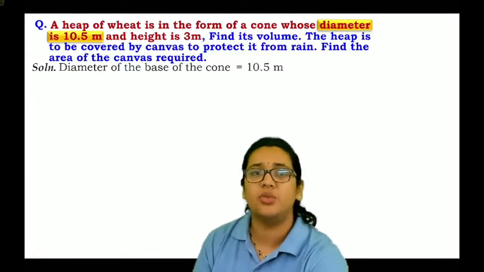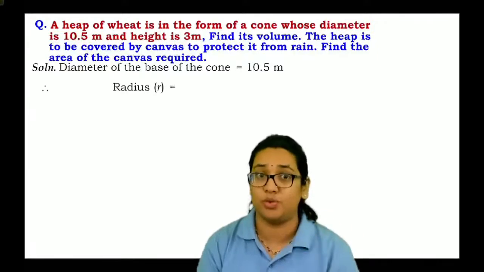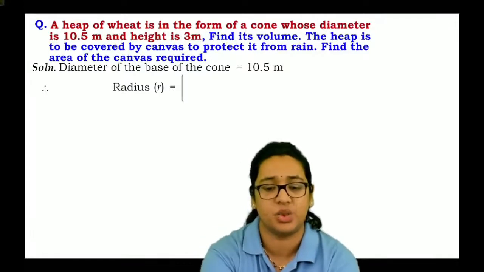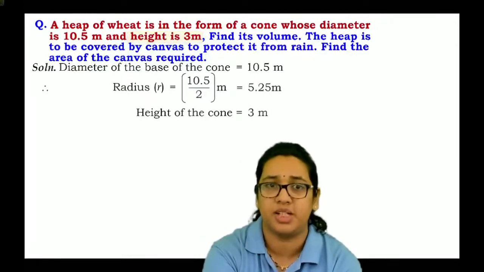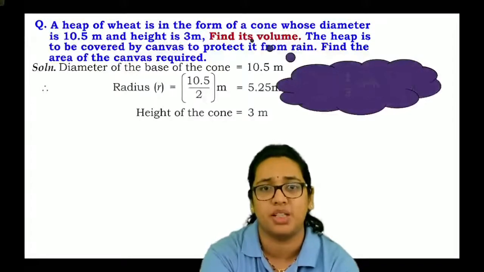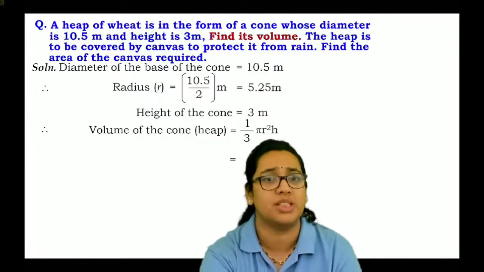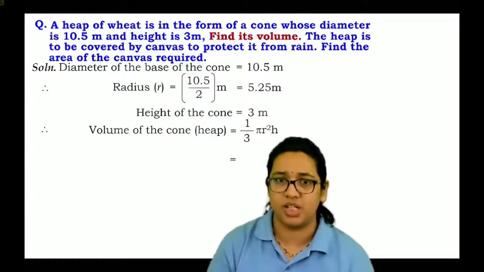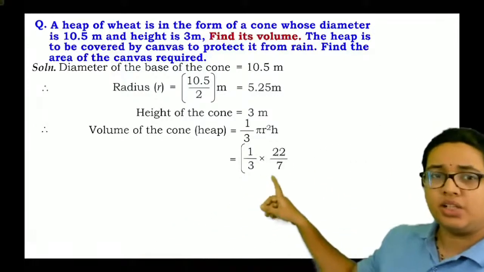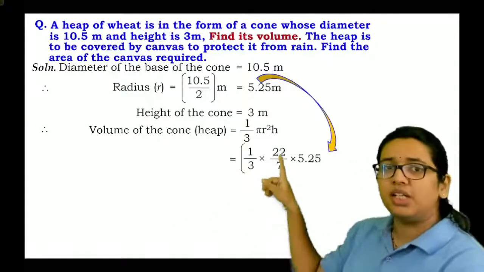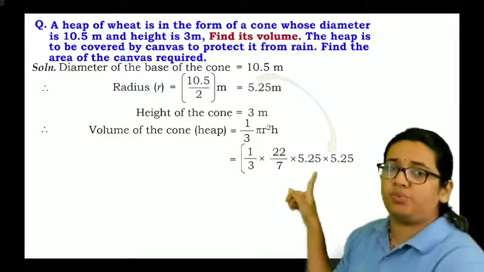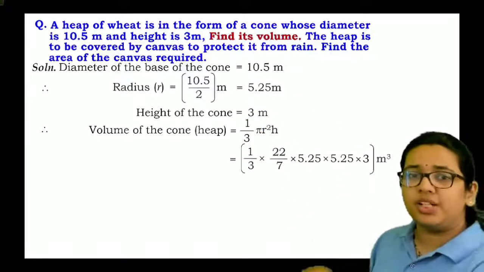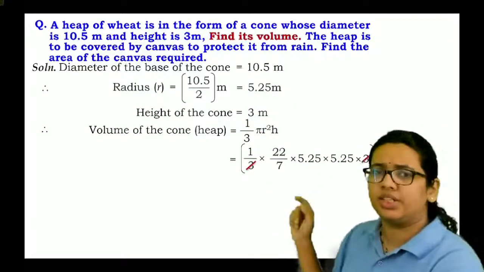So, why? We'll just try to find out what will be the volume of it. So, diameter is given as 10.5 meter, hence radius will be 5.25 meter and height is given as 3 meter. So we know that volume of a cone is nothing but 1/3 of pi r square h. Hence 1/3 into 22 upon 7 into 5.25 square into height, which is 3. So first of all we cancel 3 with 3.